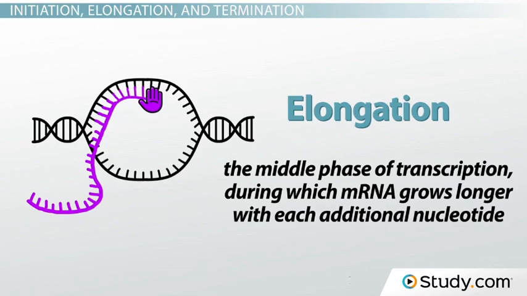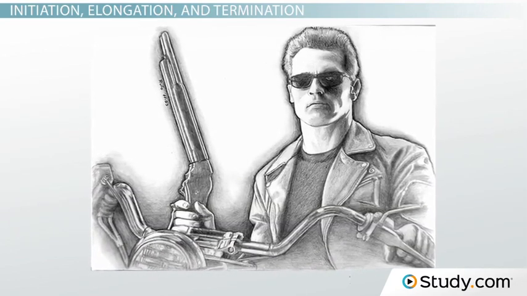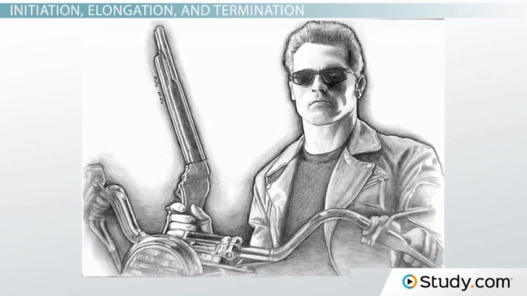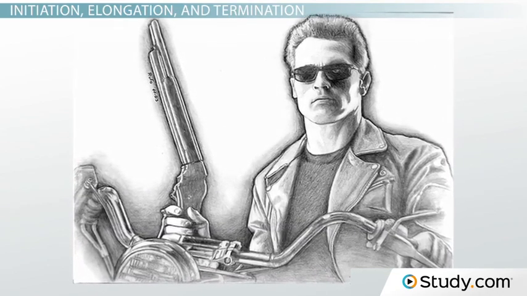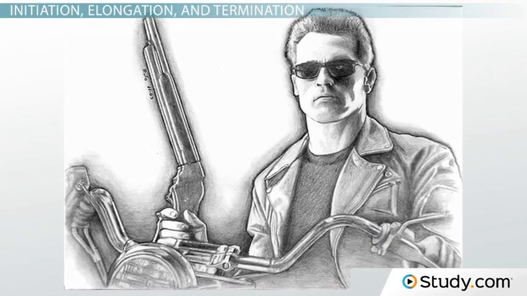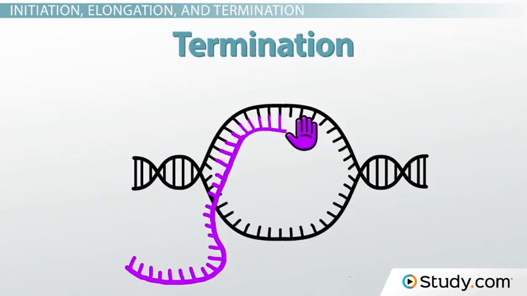Now we're at the end of the gene, and it's time to finish up. Can you guess the name of the last phase here? I'll give you a hint. It has something to do with the RNA polymerase finally reaching the terminator at the end of the gene. That's right, it's called termination.